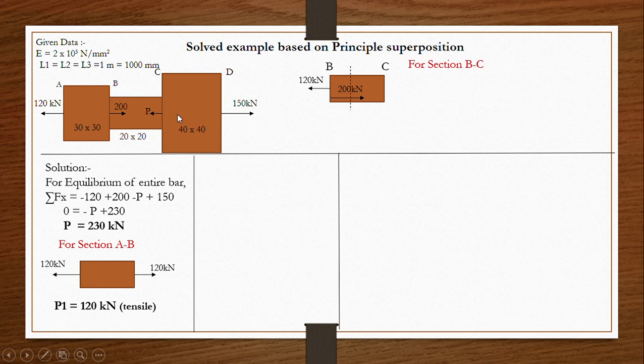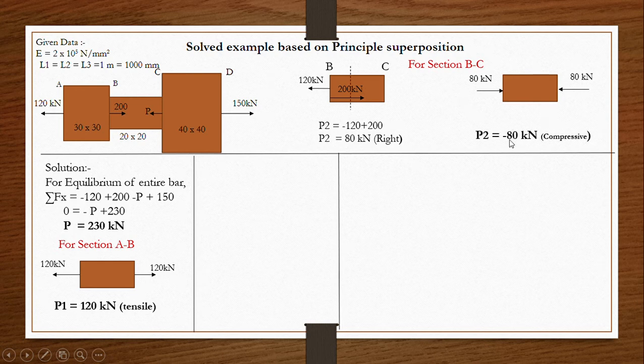In the second part, that is BC, we can take 120 here and 200 here. So now 120 is on the left hand side, so negative. 200 in the right hand side, so positive. So minus 120 plus 200 will be 80 in the right hand side. So this 80 in the right hand side is going inside. So now this section is undergoing compressive load, as it is going inside, so it will be compressing. I repeat, this is a compressive load, so it is compressing the body, hence we take the value of P2 as minus 80 as it is compressive.